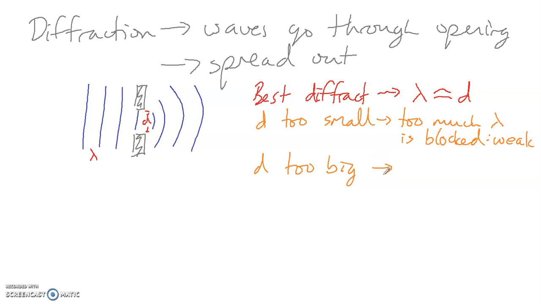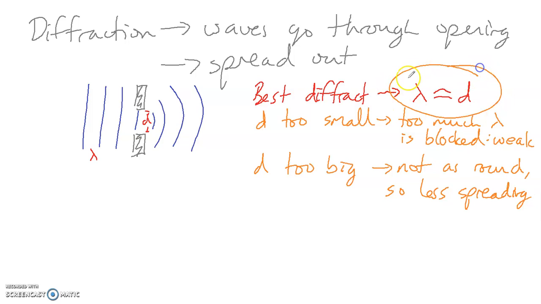That's no problem, but it's not as round as it was before, so there's going to be less spreading. And the whole point of diffraction is for the waves to actually spread apart. So you just have to keep in mind it's not just about how big the opening is, it's how big it is compared to the wavelength. If you've got a really small wave and a really big opening, tons is going to get through, but it's not going to spread out very much. It's going to go relatively straight through.